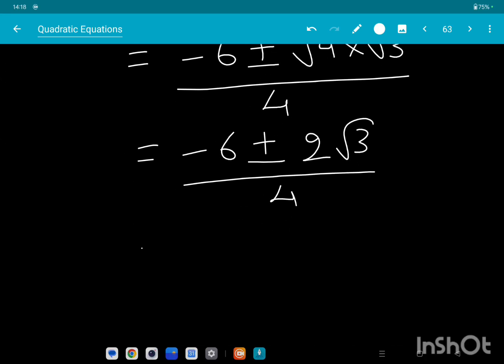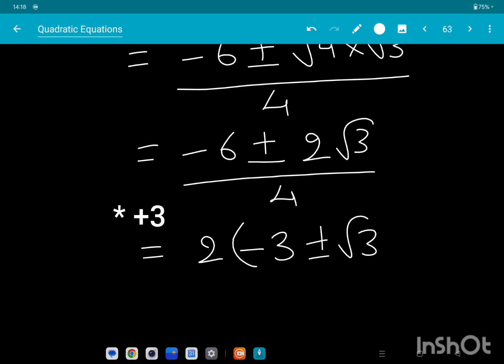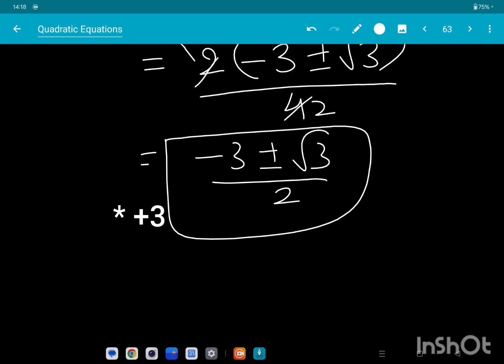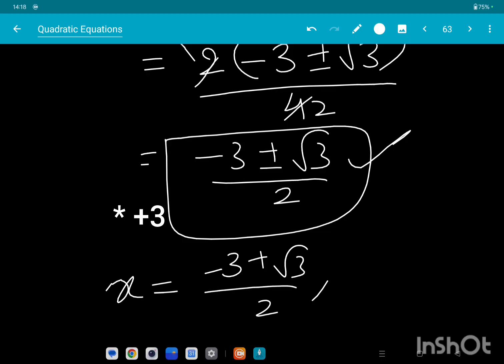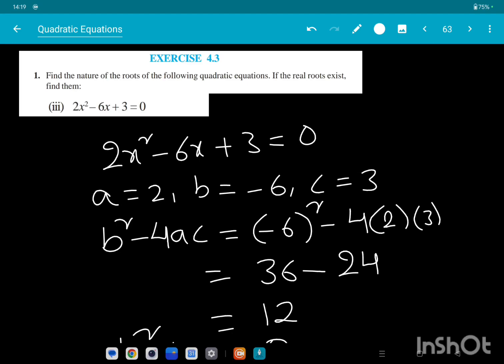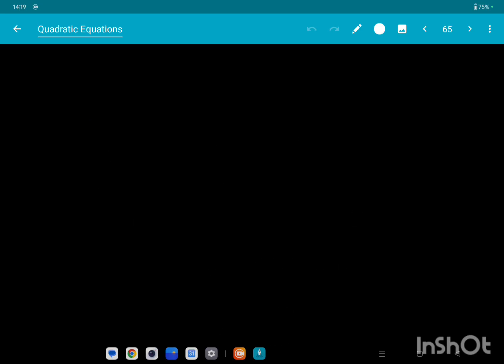If I take 2 as common, then what are the remaining terms here? Minus 3 plus or minus root 3 divided by 4. Two ones are 2, two twos are 4. So I can write it as minus 3 plus or minus root 3 by 2. Here these are the real distinct roots. So what are the values here? x is equals to minus 3 plus root 3 divided by 2, comma, minus 3 minus root 3 divided by 2. These two are the real roots of this quadratic equation. This is the way we will find out if they exist, the real roots. Now move on to the next question.